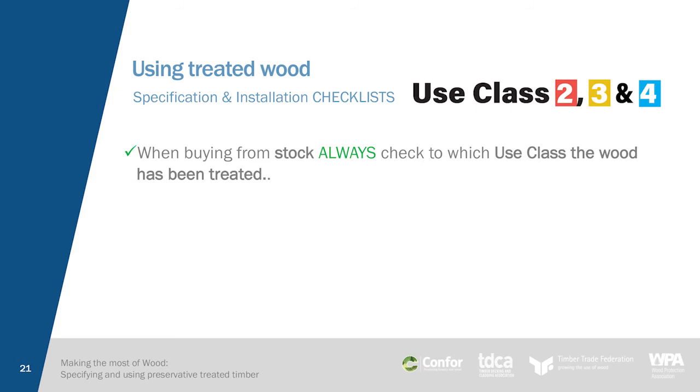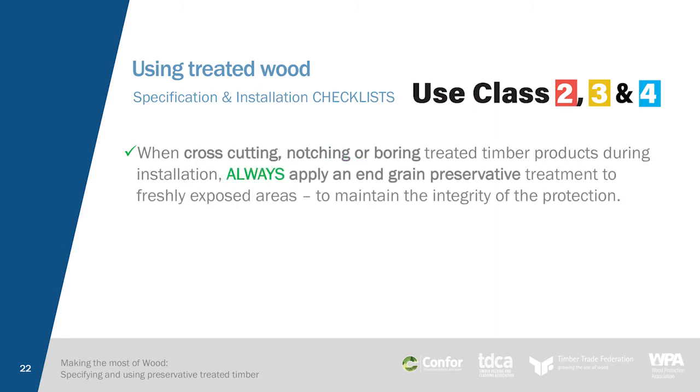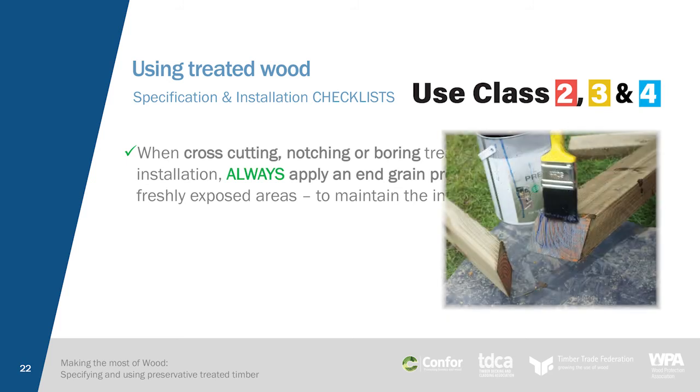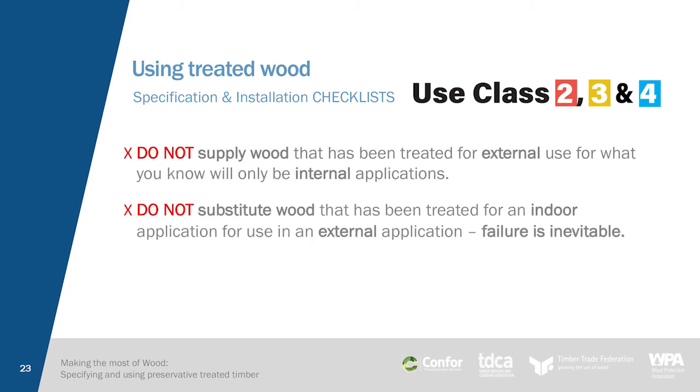When buying from stock, always check to which use class the wood has been treated. When cross-cutting, notching or boring treated timber products during installation, always apply an end-grain preservative treatment to freshly exposed areas to maintain the integrity of the protection. Do not supply wood that has been treated for external use for what you know will be internal applications. And lastly, but certainly not least, do not use wood that has been treated for an indoor application in an external environment. Failure is inevitable.